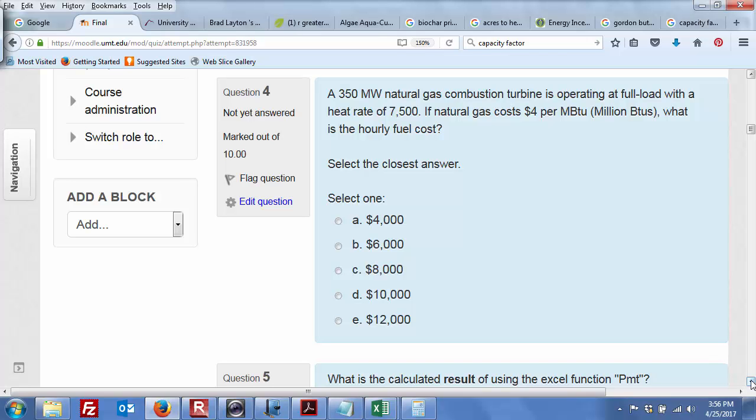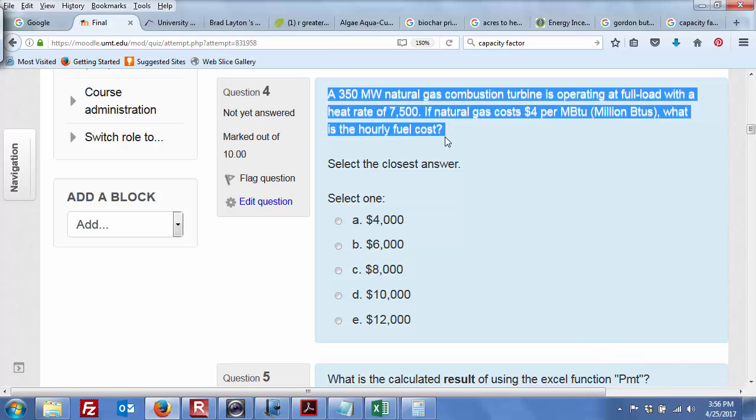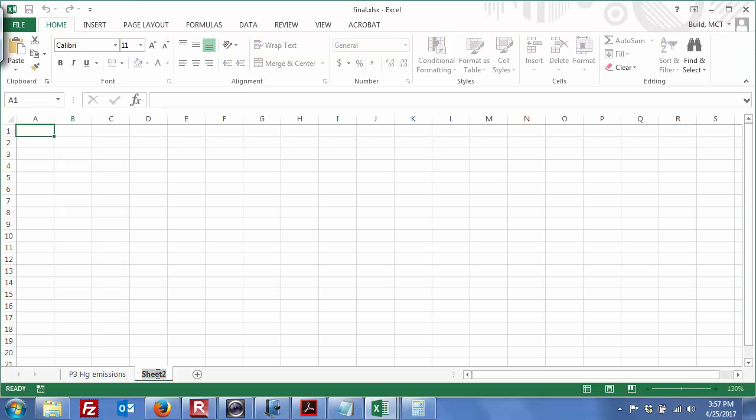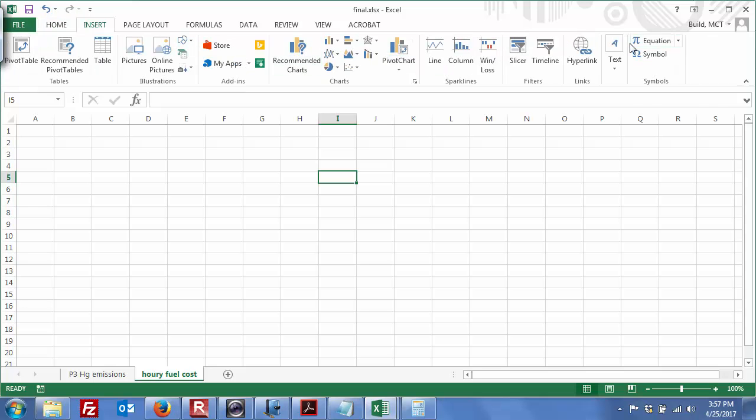Okay, a 350 megawatt gas turbine operating at full load with a heat rate of 7,500. Natural gas is $4 per million BTU. What's the hourly fuel cost? Let's see how we do. Insert text box.